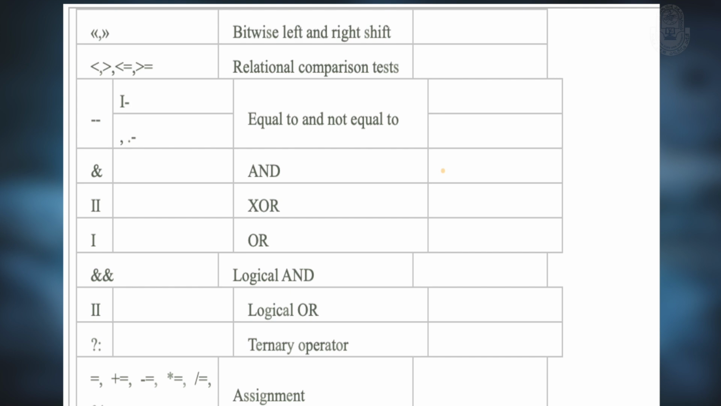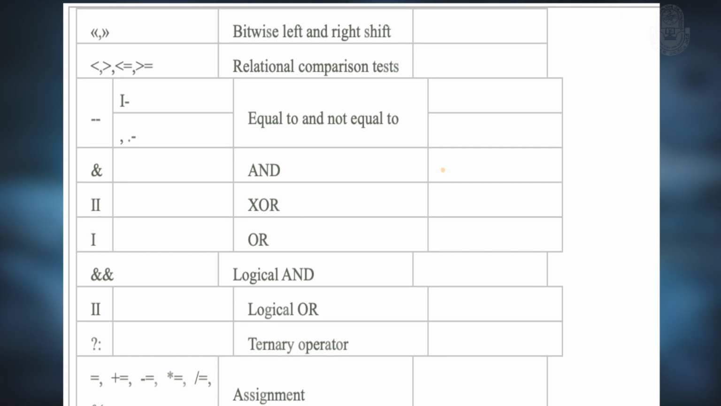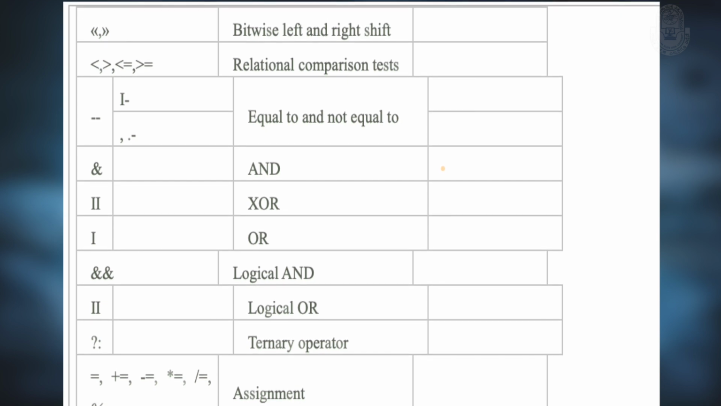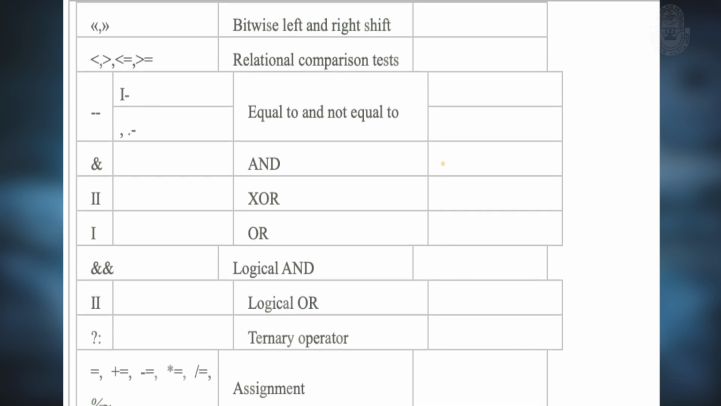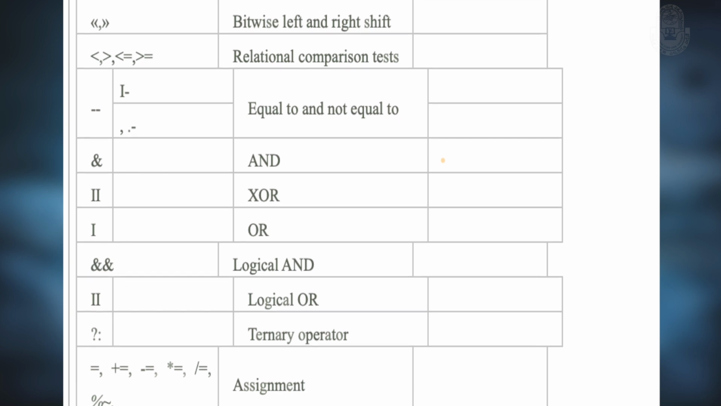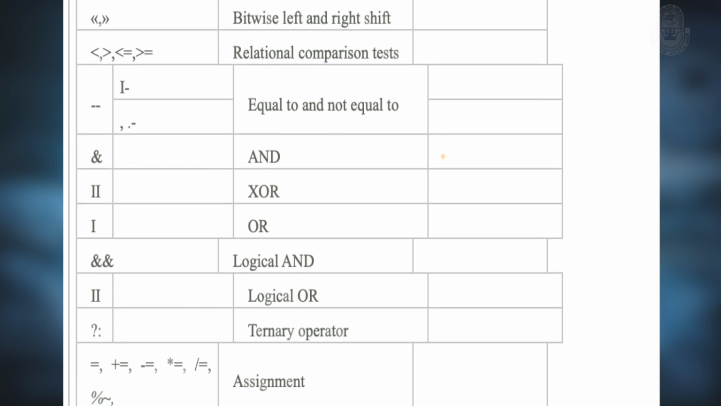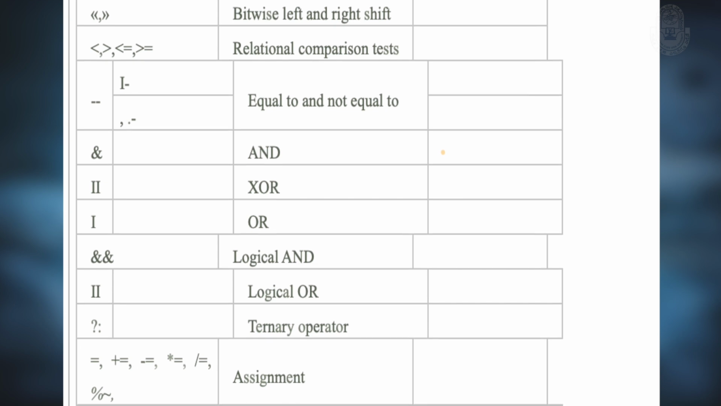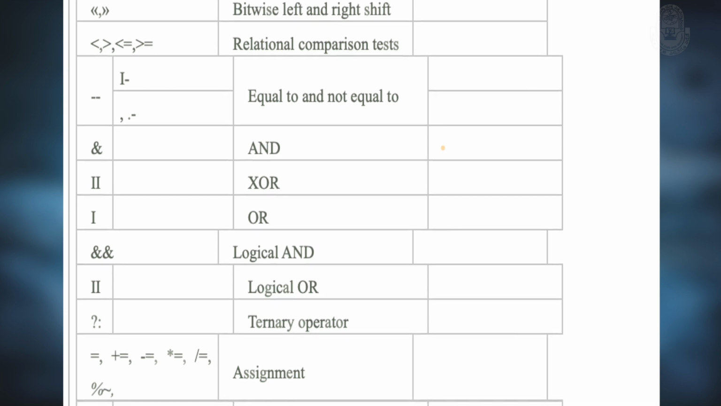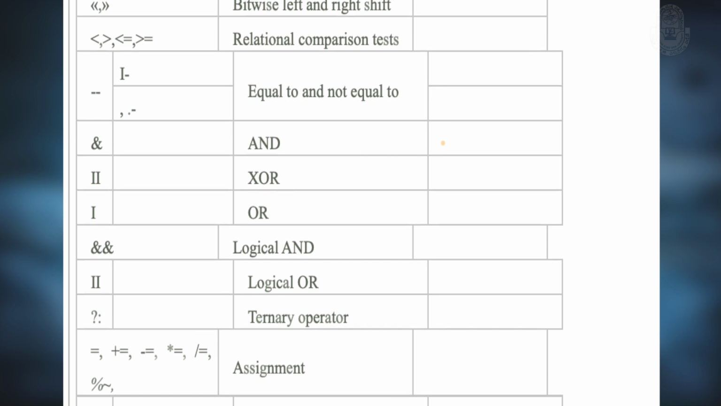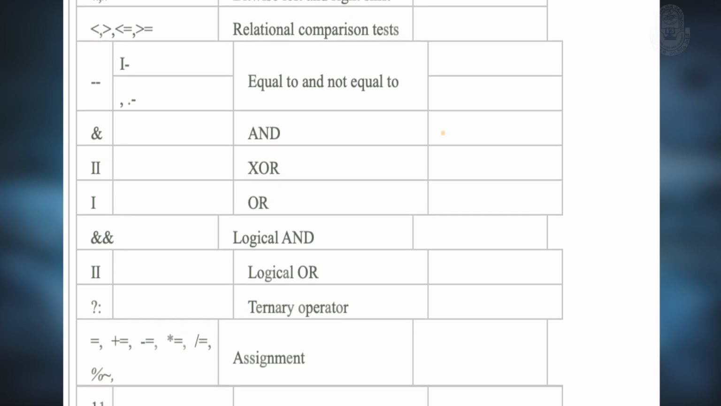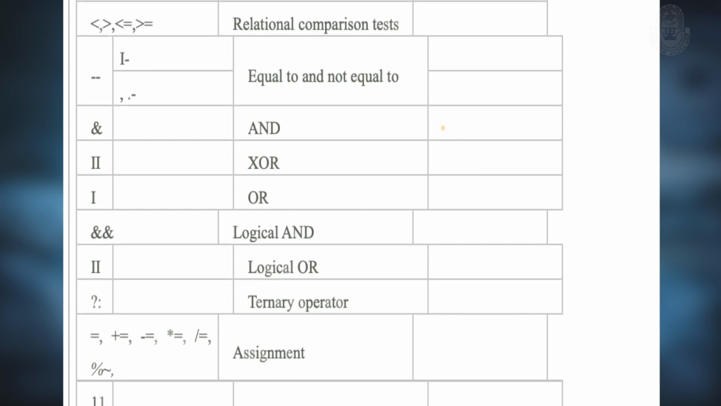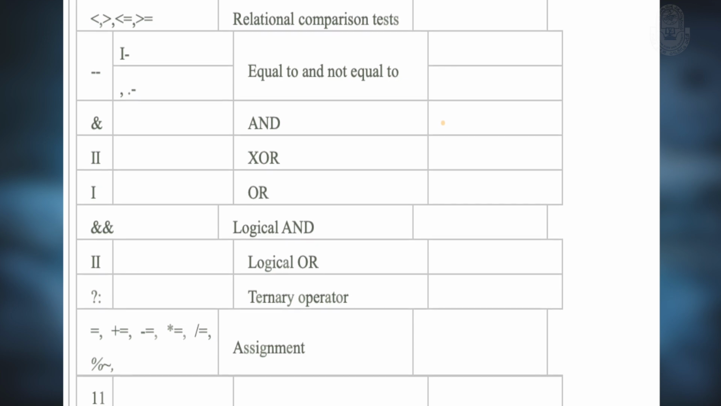The double less than symbol denotes bitwise left shift and the double greater than symbol denotes right shift. Less than, greater than, less than or equal to, greater than or equal to are all the relational comparison tests. Double equal to and exclamation equal to mean equal to and not equal to.